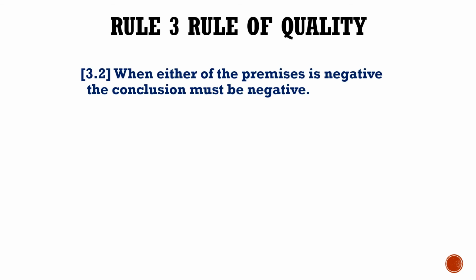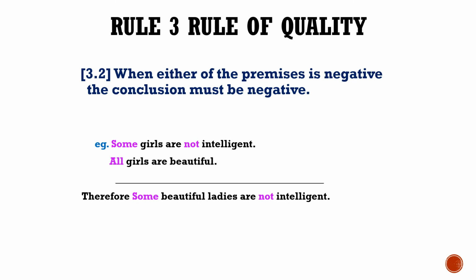Now let us understand the rule 3, the rule of quality. The second rule, that is 3.2: when either of the premises is negative, the conclusion must be negative. Let us understand this with an example. Some girls are not intelligent, all girls are beautiful, therefore some beautiful ladies are not intelligent. Here the words some not are used in the first premise, so it's an O proposition. In the second premise all is used, so it's an A proposition. The conclusion has some not in it, so it's an O proposition. The first premise is particular negative. It's a negative premise. So the conclusion is also negative. This is applicable to this rule. It fits in this rule.